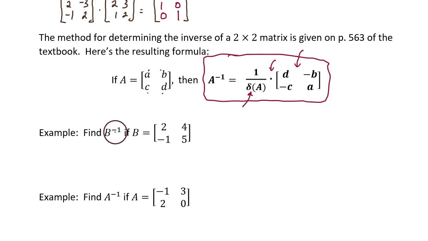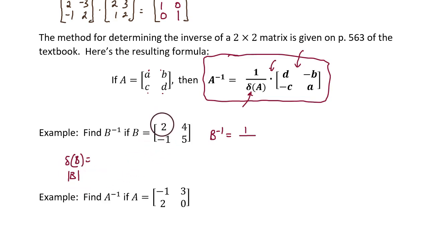Let's do an example problem. Find the inverse of matrix B if this is matrix B. Let's run right through the formula. First of all, we're going to go 1 over the determinant of matrix B. So let's find the determinant over here on the side. Remember, for determinant, you can use the delta symbol, or you can put bars around the B. It means the same thing.